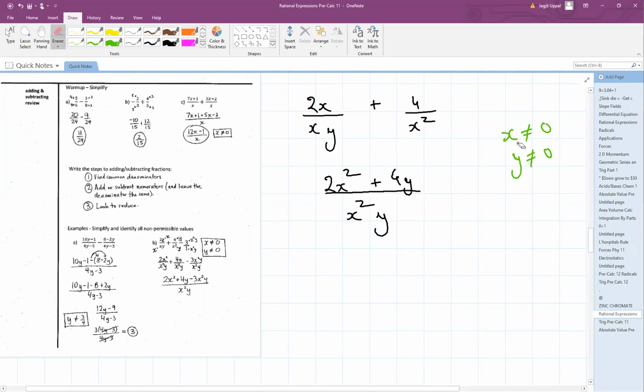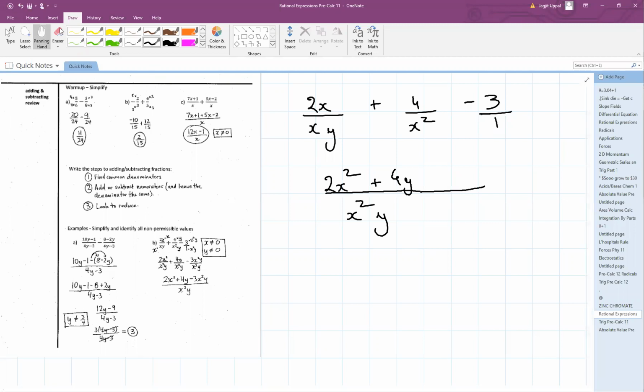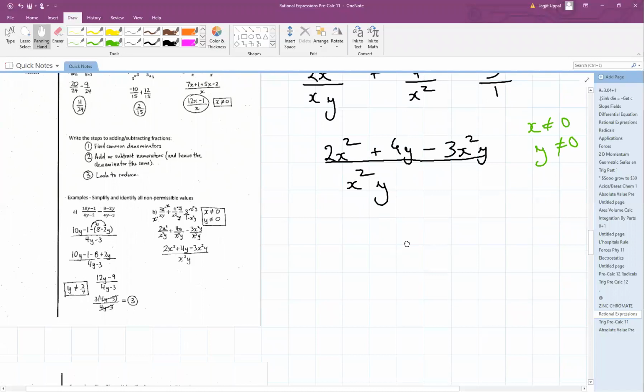Oh, by the way, there was another term. This one had a term of -3 over here. Now -3 can be thought of as -3 over 1. It was missing x and y. So we're going to multiply it with the x squared, and we're going to multiply it with y. So that's just going to be -3x squared y. And now you write the non-permissible for the bottom, guys. You say x cannot be equal to 0, and y cannot be equal to 0. Now, we can't really do anything with these, so we're good for that. Does that make sense? Okay.